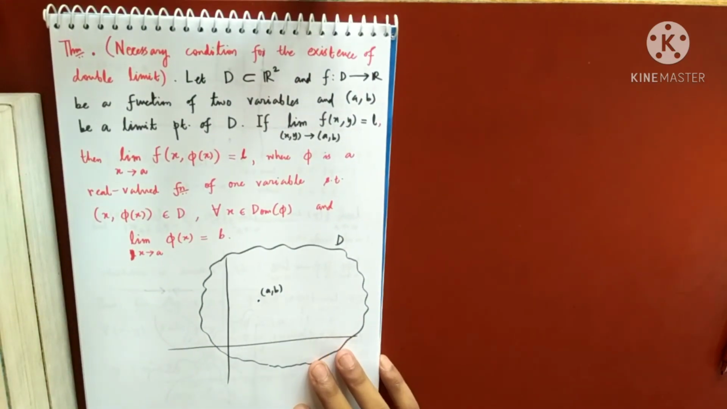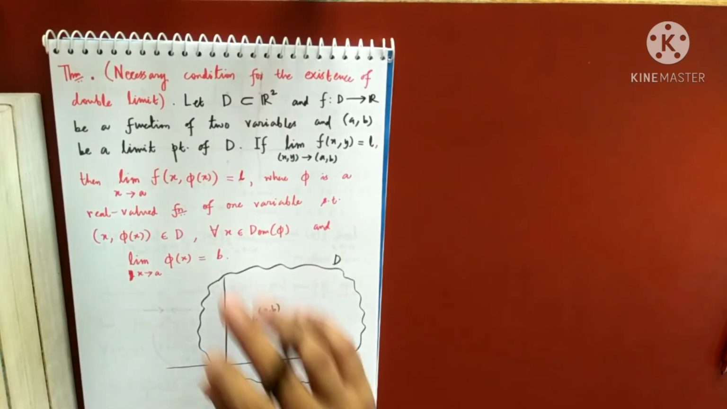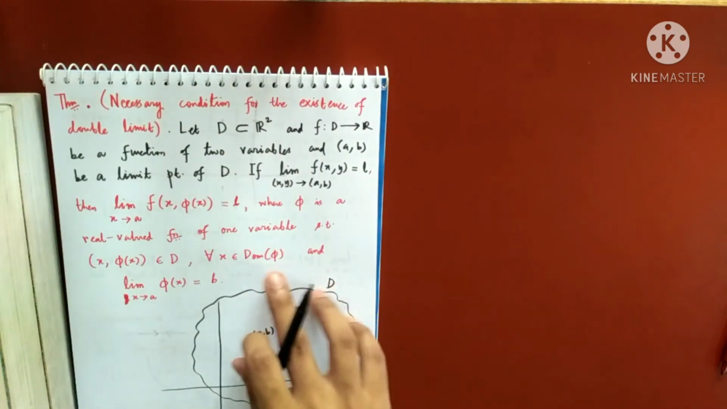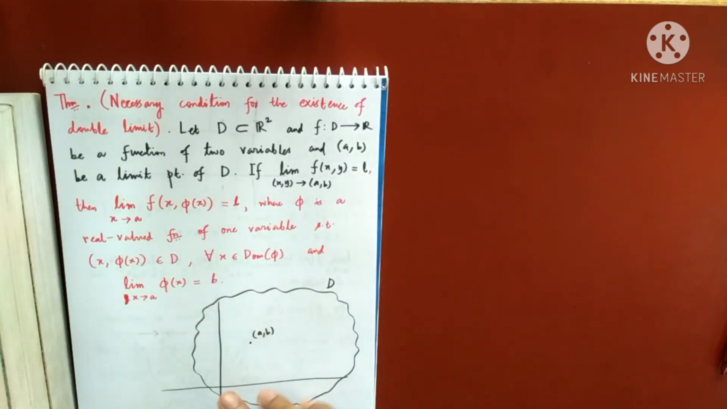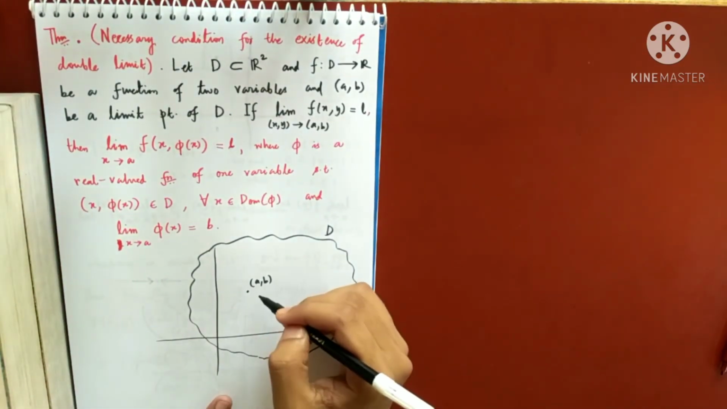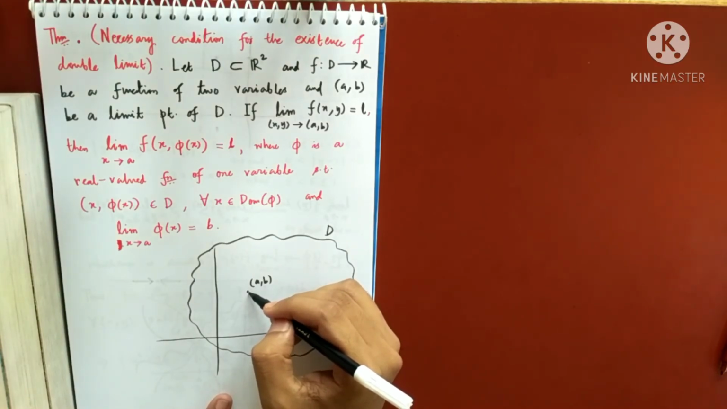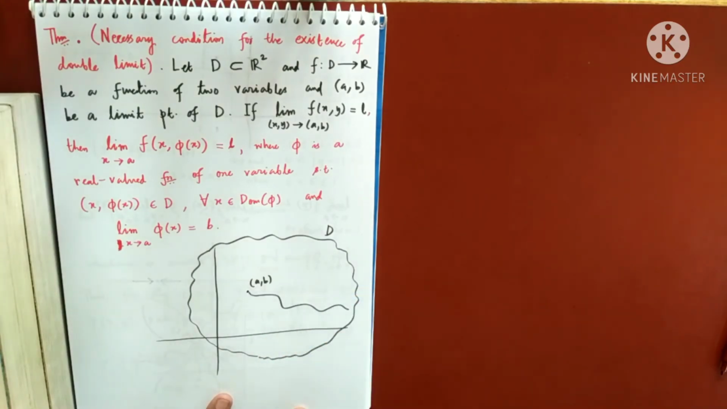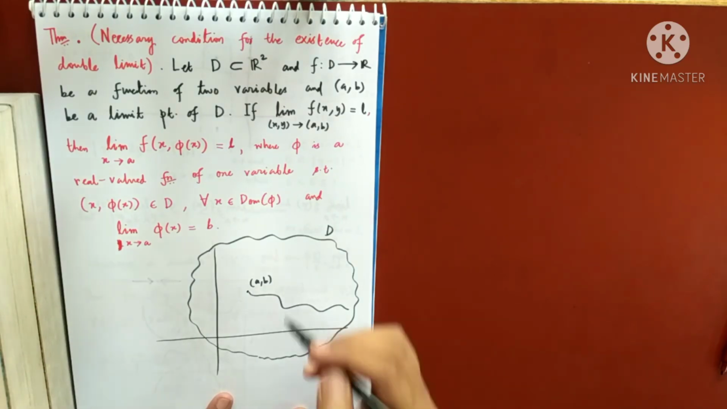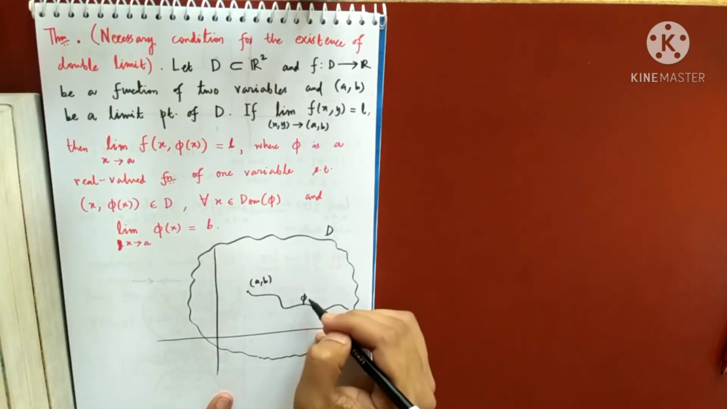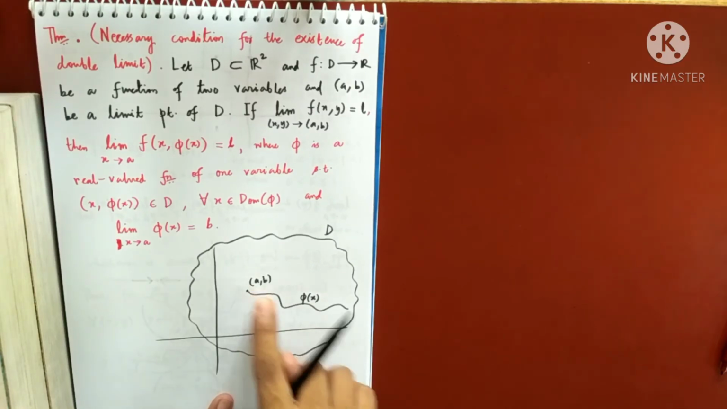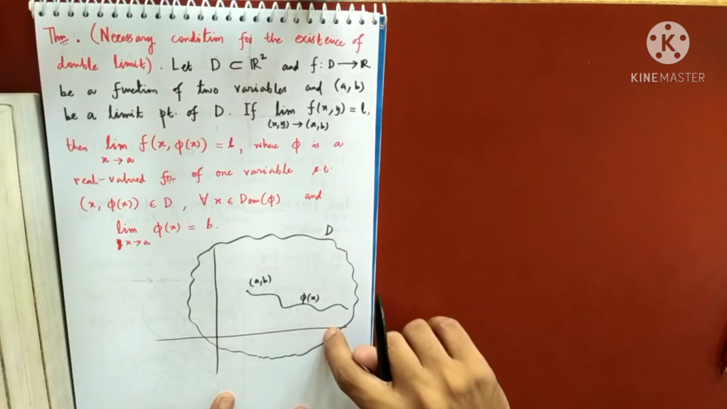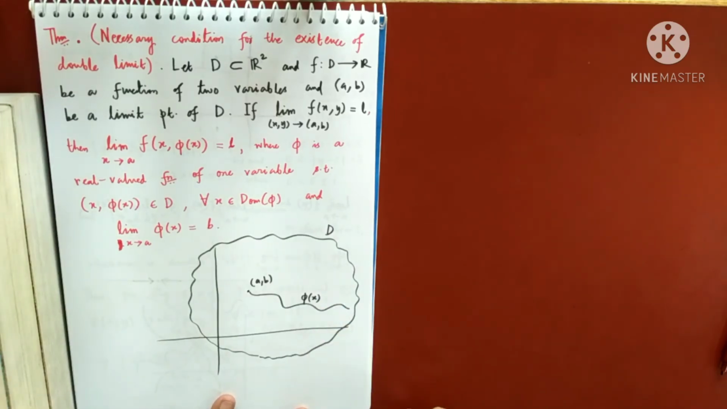Now what I am doing, I am taking some function phi of x, which is a real valued function of one variable. So suppose I am considering this function. This function is my phi, and this is phi x. Just think of this as a function of a single variable. For this value of x, this is the functional value. For this value of x, this is the functional value, and so on. This is my phi x.